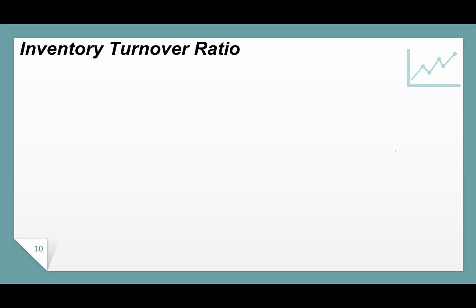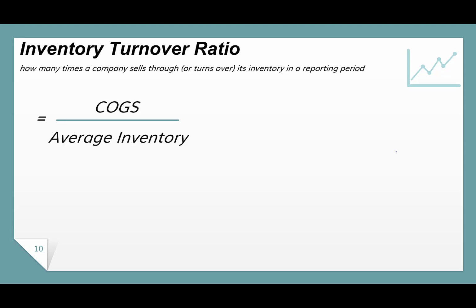Our second performance ratio is called inventory turnover ratio. It calculates just what it sounds like: how many times a company sells through or turns over its inventory in a reporting period. To calculate this ratio, we divide COGS by an average amount of inventory, which is the average between the beginning and ending inventories for that year.